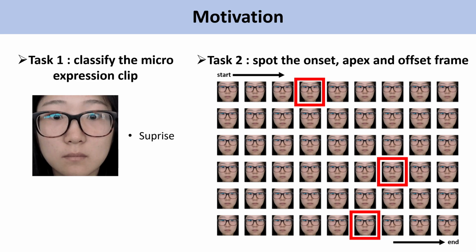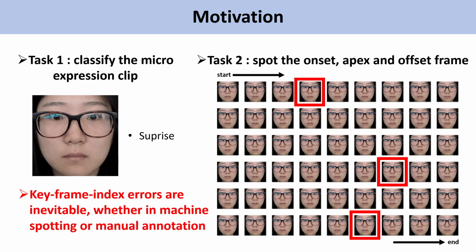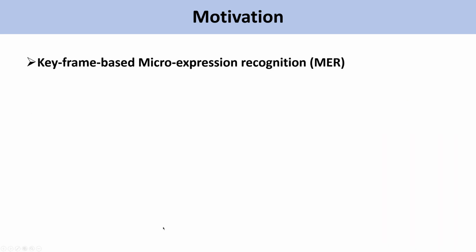However, this task is very difficult because keyframe index errors are inevitable, whether in machine spotting or manual annotation. Moreover, in current research, the great difficulty in obtaining accurate keyframe locations and the impact of keyframe errors on microexpression recognition are often overlooked. Next, we review the existing methods.